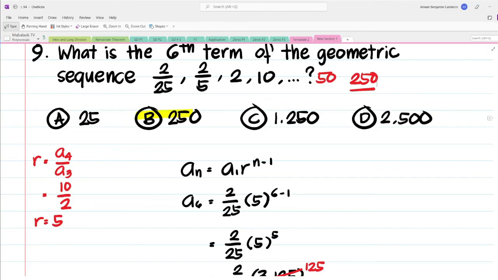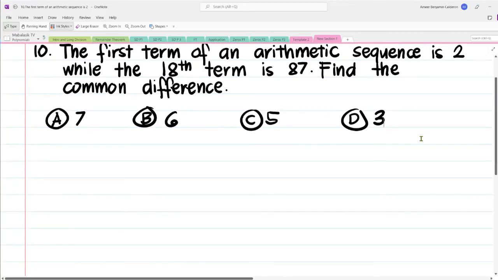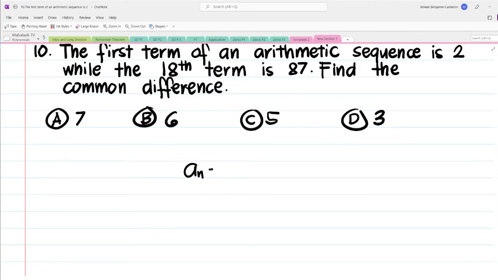Last, the first term of an arithmetic sequence is 2, while the 18th term is 87. Find the common difference. So, arithmetic sequence siya. Use the formula for finding the nth term of an arithmetic sequence. So, a sub n equals a sub 1 plus the quantity of n minus 1 times d. 18th term is 87. So, 87, we will assume that to be the last term of the sequence. The first term is 2.